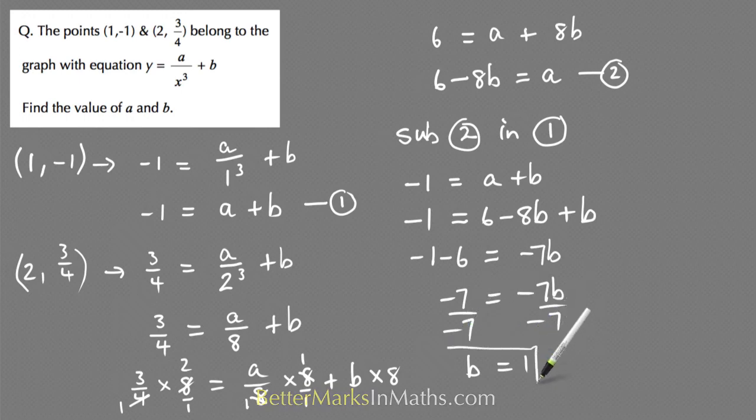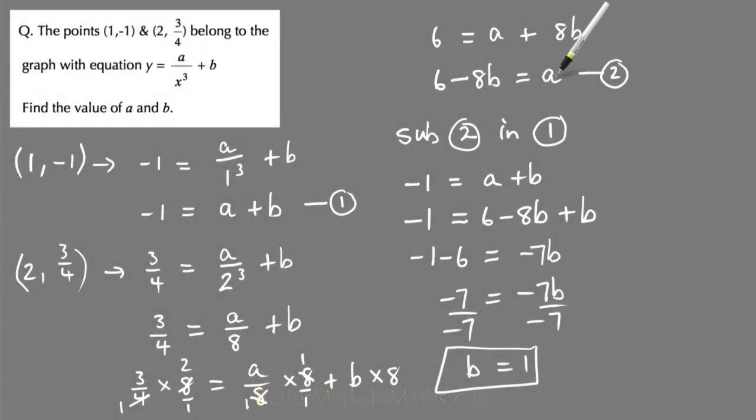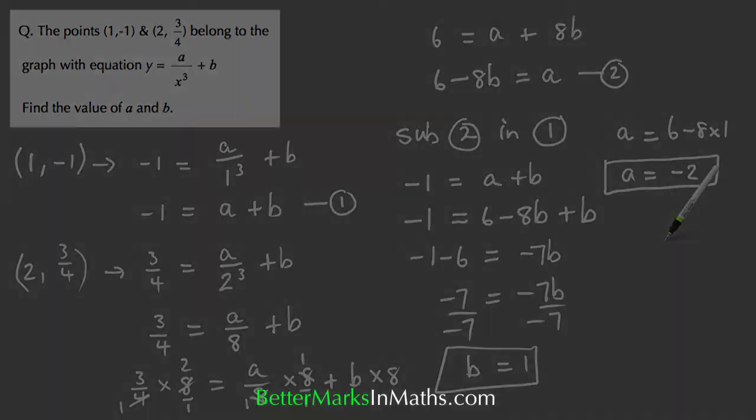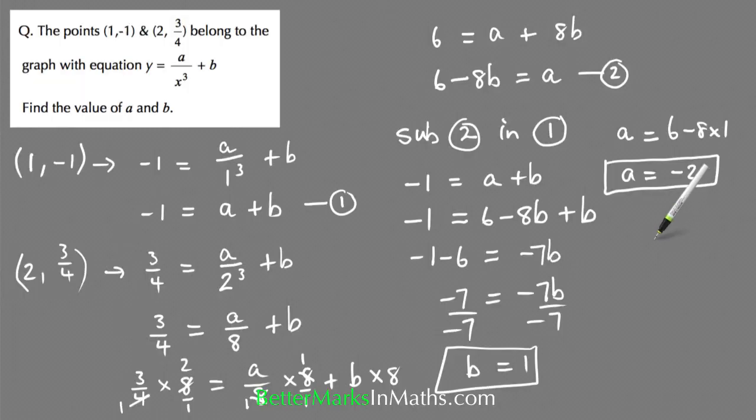So b is 1. And now subbing that into this equation, a equals 6 minus 8 times 1, which equals 6 minus 8, which equals minus 2. And there are the values of a and b. And that's how you do these two types of questions. So that's it for this lesson, and I'll see you in the next one.